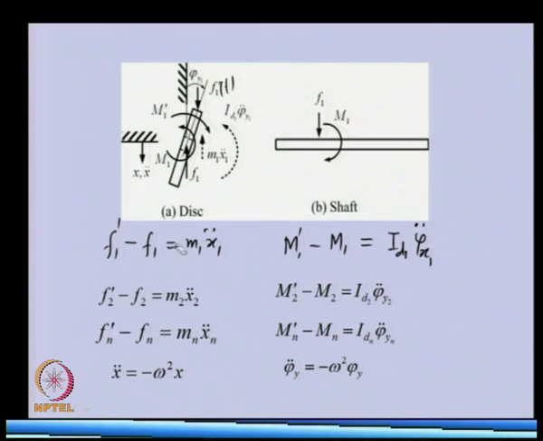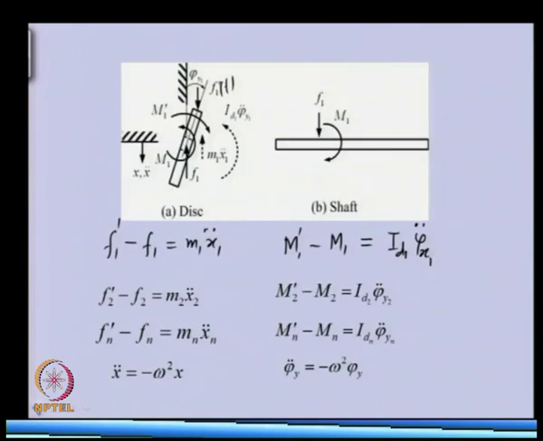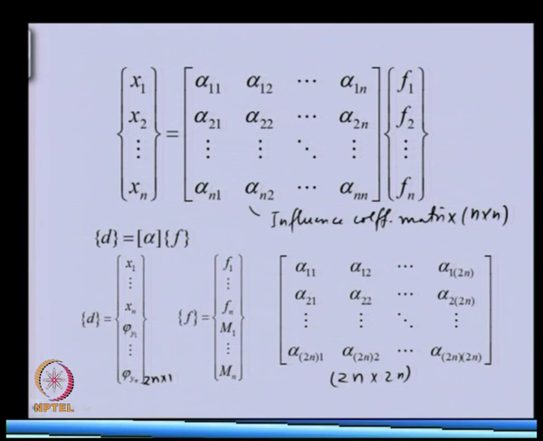Basically, now these equations we can put in a matrix form like this. You can see this is the displacement x1, x2, all the angular displacements. These are the influence coefficients which we obtained earlier. This was the reaction force and moment from the disk onto the shaft. This equation we derived earlier for the static case like this: D is equal to alpha F.